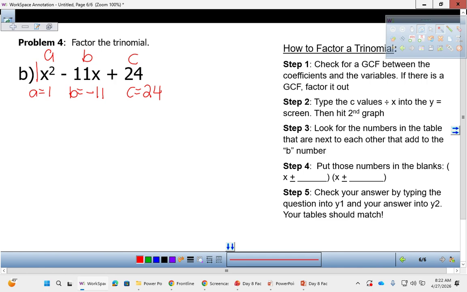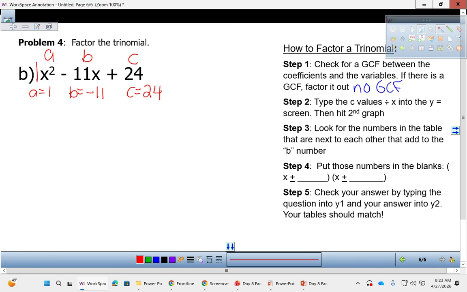All right? So we need to check for a GCF between the coefficients and variables. If there is one, we're going to factor it out. But there's not, because 1 and 11 only share one number in common, which is 1. 11 and 24 only share one number in common, which is 1. 1 isn't a GCF. And the last number doesn't have an x, so there's no x GCF. There's no GCF with these numbers. There's nothing to divide out.